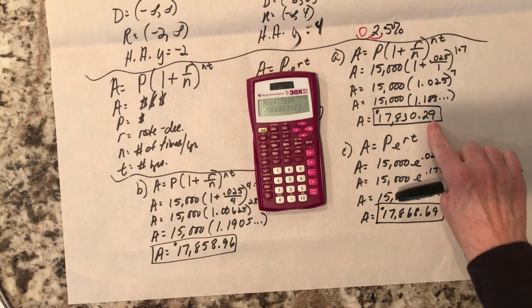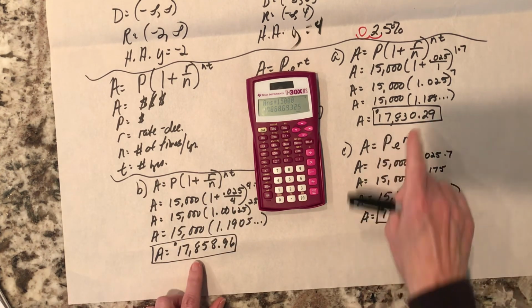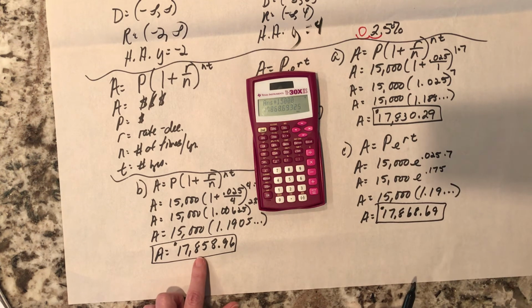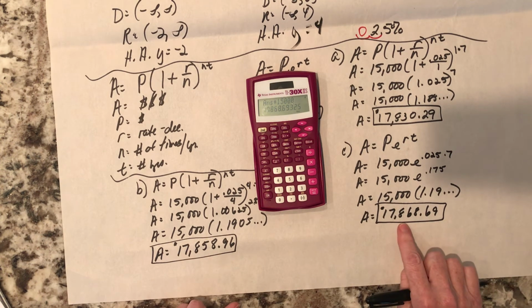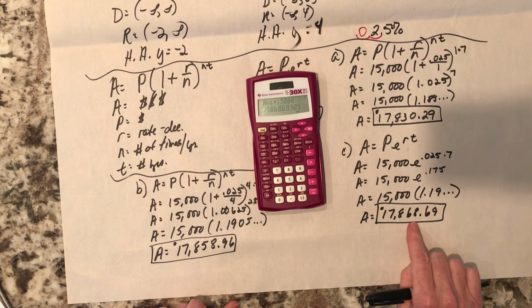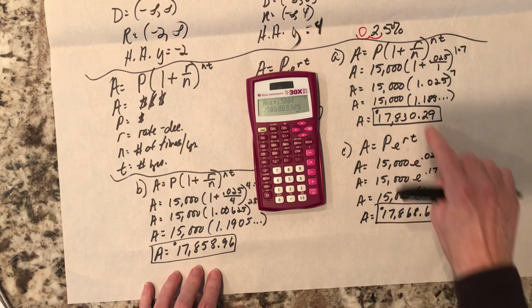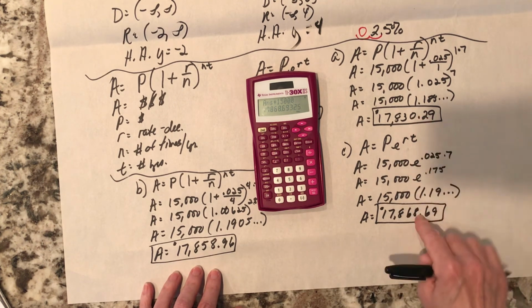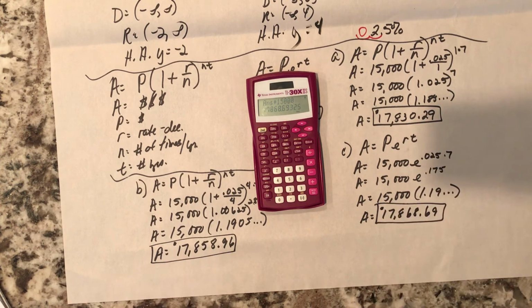So once a year is 17,830. Four times a year gives you 17,858, about a $30 difference. And then continuously, which sounds like you should just be rolling in it, it's only $17,868. So you're only making a little bit more, so it's not a big deal. It doesn't make a big difference.